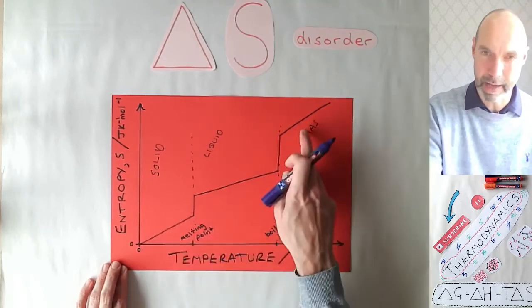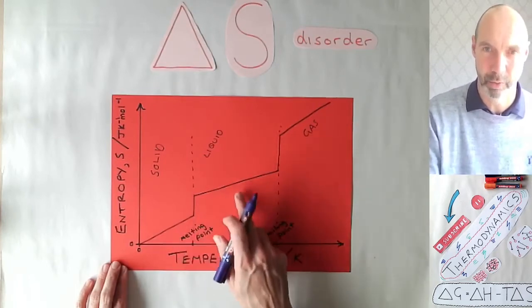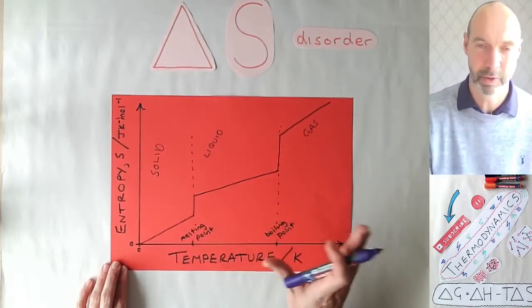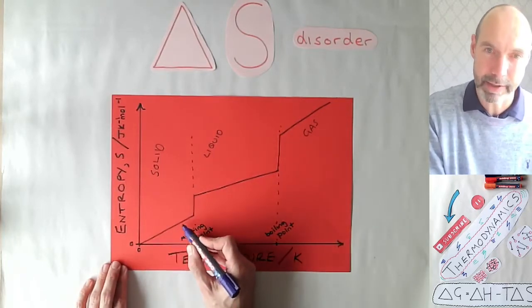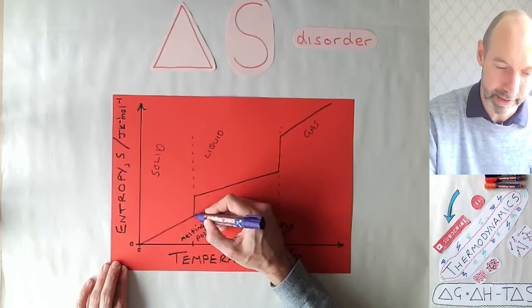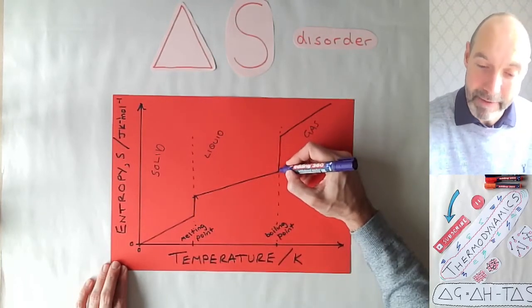Don't pay much notice to my gradients here. I can see that actually for some reason I've got different gradients. Don't worry about that. The key points are that we get a steady increase. When it melts, we get a significant jump. And then when it boils, we get an even bigger jump.